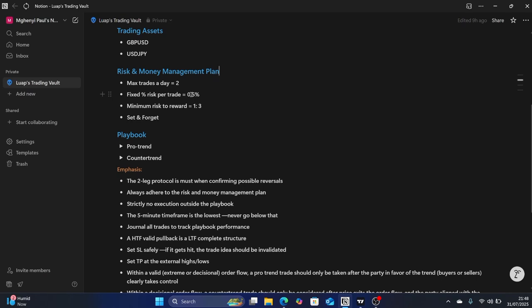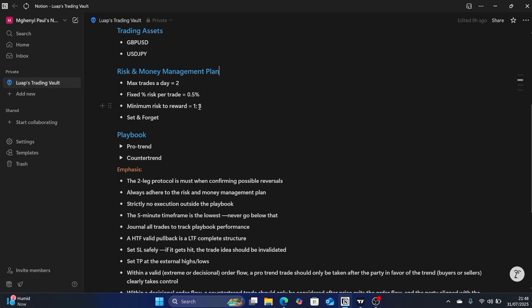For me, I usually use 0.5% per trade. For you, maybe you can use 1%, but I prefer 0.5% because it's good psychologically. Then the minimum risk to reward, for you it can be 1:2, but for me I really like 1:3. You can use 1:2, it's not bad. Any trade that gives you a risk to reward less than your minimum, you should not take that trade.